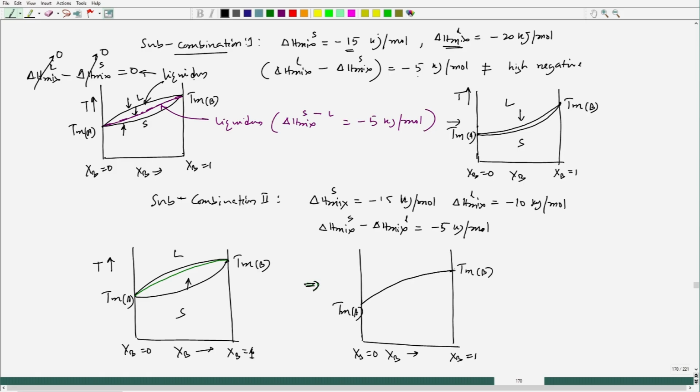Now, the liquidus line would remain and the solidus line will bend upward. So, this is liquid, this is solid, and this particular zone has expanded. So, that is what it indicates. With sub combination 2, we are seeing that the solidus zone is actually expanding, since the difference is not extremely high, but moderately high, but still negative. Negative indicates the stability of the solid solution or liquid solution.